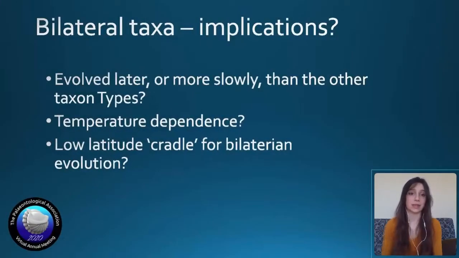So what this pattern might mean is that perhaps bilateral taxa evolved later, or perhaps more slowly than other taxon types found during the Ediacaran. This is consistent with phylogenetic expectations that bilaterian taxa developed after non-bilaterian metazoans. And perhaps because they're only found at low latitudes, they had a temperature dependence, preferring the higher temperatures found across the equator, and these low latitudes may have provided a cradle of preferential conditions for bilaterian evolution.